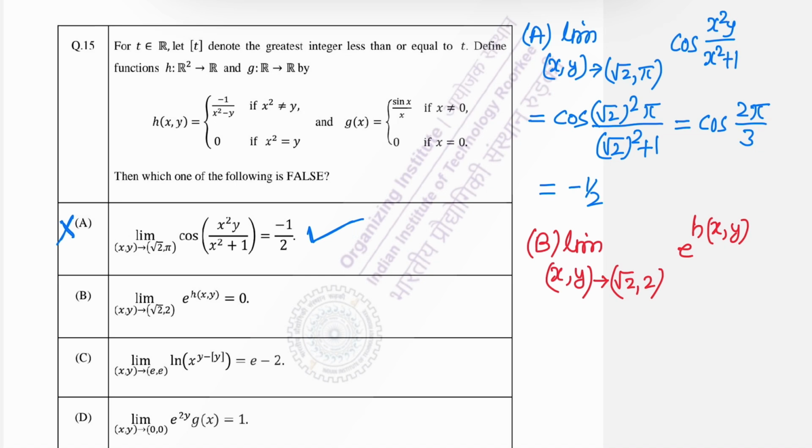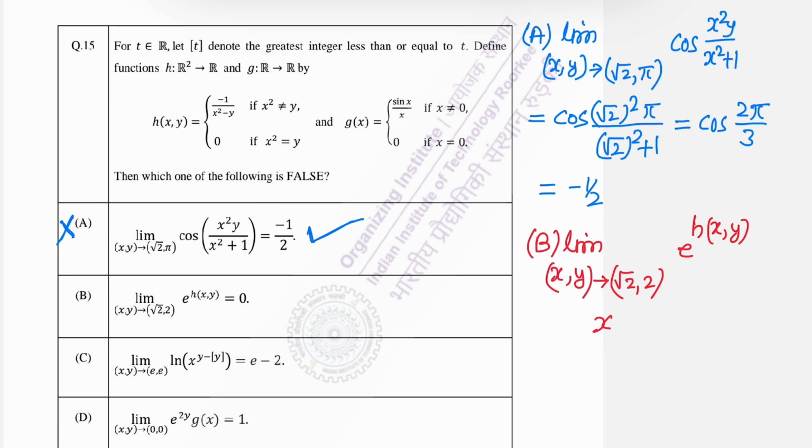So how can we check? Remember the concept behind the limit: x tends to root 2 does not imply that x equals root 2. And one more thing here is that, suppose I take x square and y.